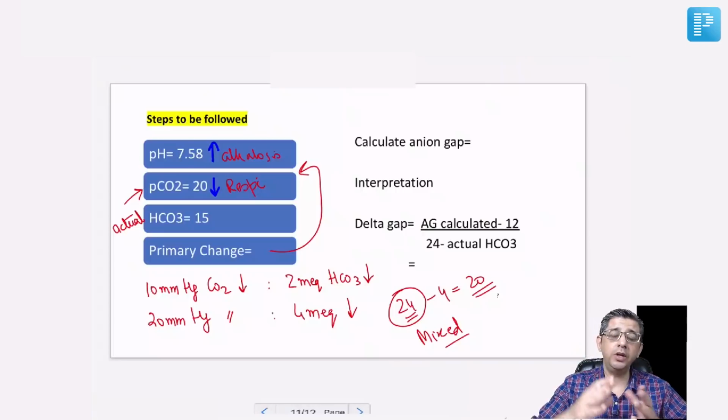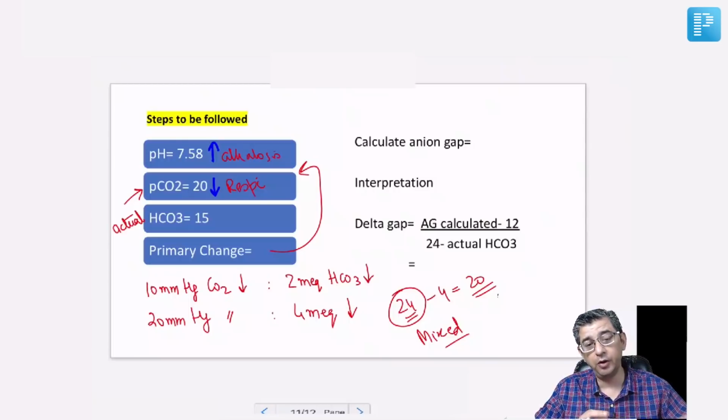Like in metabolic acidosis questions, you apply Winter's formula. If you did not listen to the ABG discussion, my humble request is please go through that. The point is, in metabolic acidosis, we apply Winter's formula or the simple value of bicarbonate plus 15.